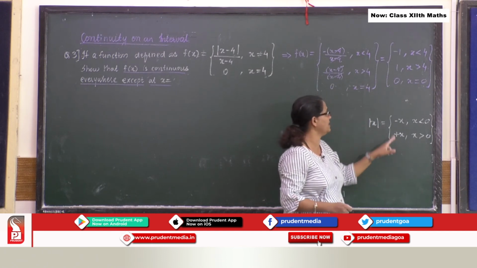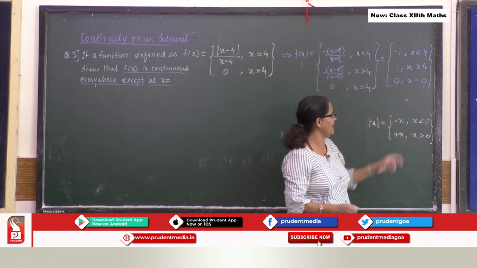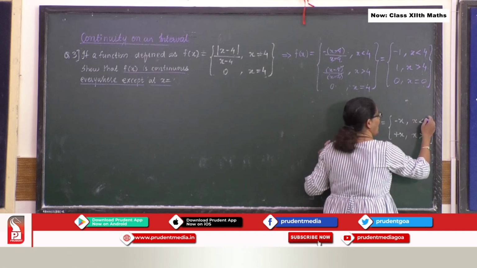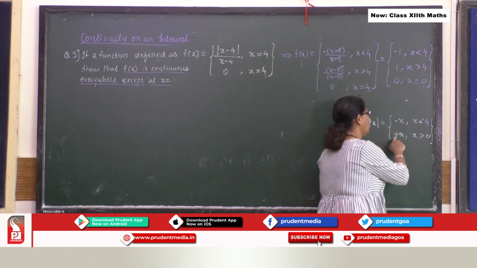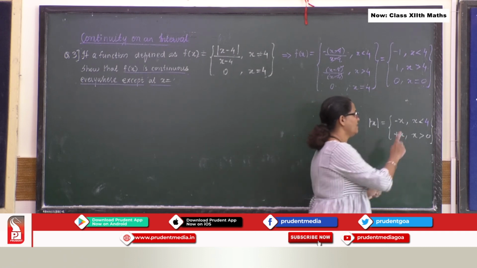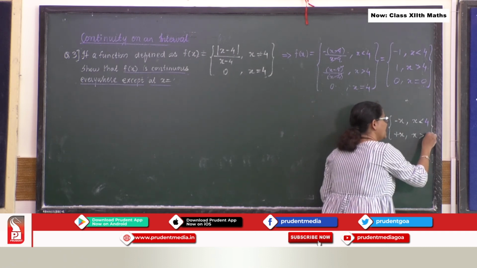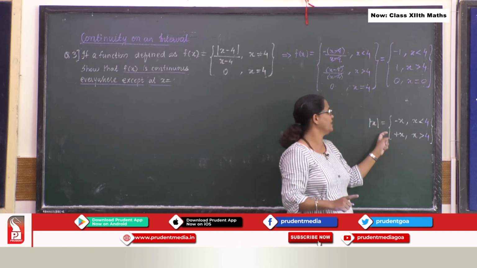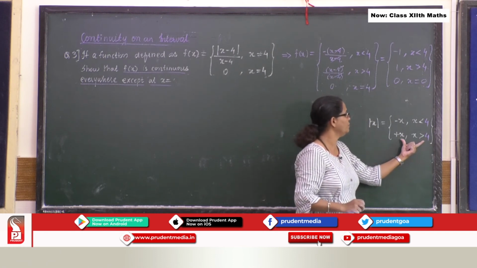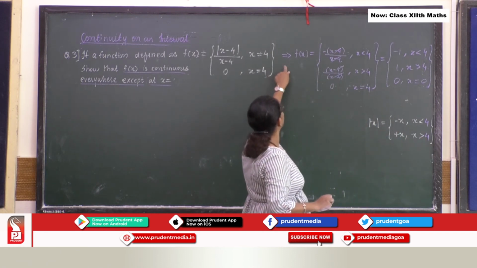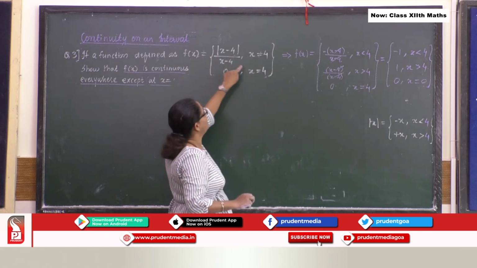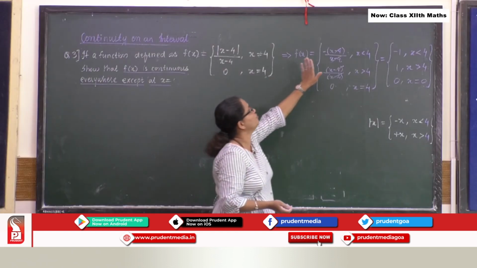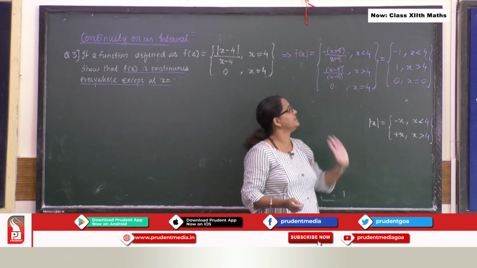When you get mod of x, it is minus x when x is less than 0. Now at this moment, what we have over here is 4, and it's plus x for all x values greater than 4. So we modify our modulus function and get it in this form. Let me proceed further. I will rewrite my function. I always told you all, the moment you get a mod sign, rewrite your function in simplified form.